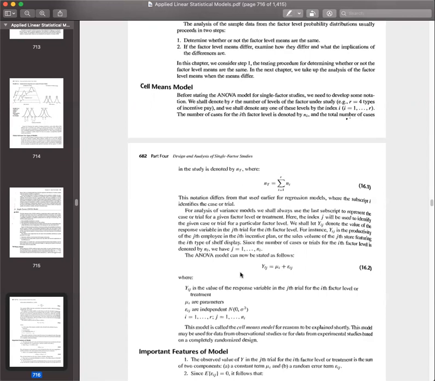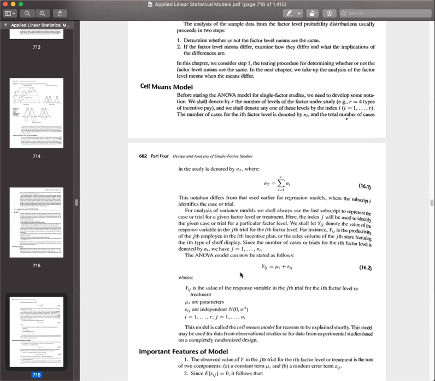The ANOVA model can now be stated as follows. Y sub ij is equal to mu sub i plus the error of ij, where y sub ij is the value of the response variable in the jth trial for the ith factor level or treatment. Mu sub i are parameters. The error of ij are independent normal with mean 0 and variance sigma squared, and i equals 1 through r, j equals 1 through n sub i. This model is called the cell-means model for reasons to be explained shortly.